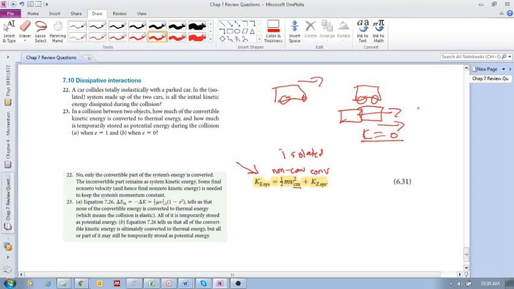So there is a system kinetic energy that's still there, but we also have the convertible kinetic energy, which has changed. The system kinetic energy, which is the non-convertible kinetic energy, has not changed, but the convertible kinetic energy has changed. So the answer to this is that only the convertible part of the system's energy is converted. The non-convertible part remains as system kinetic energy.